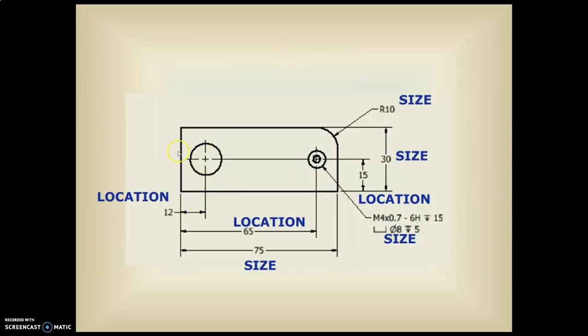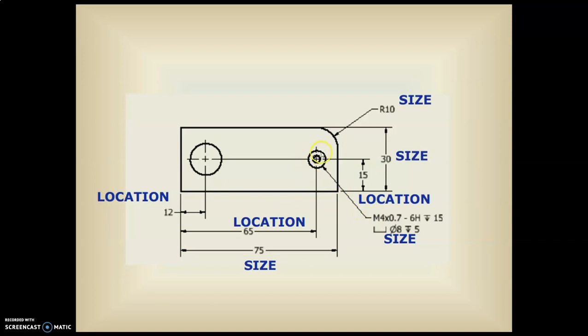Okay, so if we look at a part like this, we have a piece. It's got some holes in it. For example, the distance from this edge to the center line of the hole, that is a location dimension. From this edge to this hole is a location. From this edge to this edge, though, is a size. The width here, that is a size. From this edge to the center of here is a location.